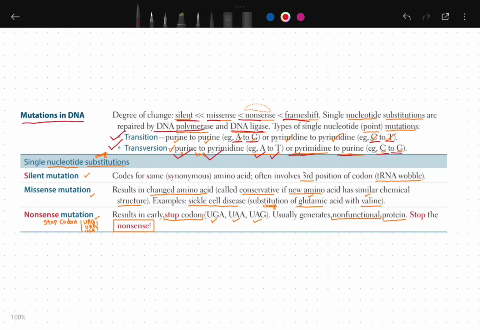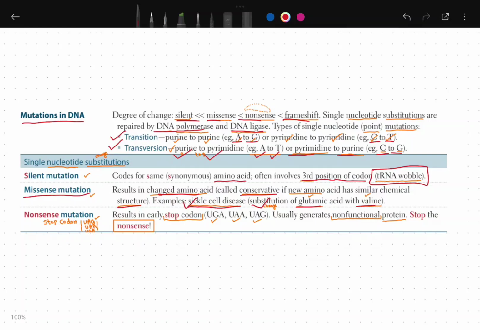Single nucleotide substitution, silent mutation: codes for the same synonymous amino acid, often involving the third position of the codon, which is called tRNA wobble. In missense mutation, it results in a changed amino acid, called conservative if the new amino acid has a similar chemical structure. An example of missense mutation is sickle cell disease, substitution of glutamic acid with valine.